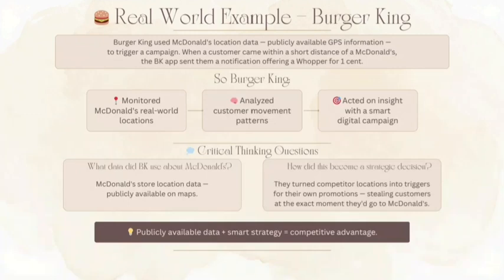The 2 critical thinking questions from your slide. What data did Burger King use about McDonald's? McDonald's store location data publicly available on maps. How did this translate into a strategic decision? They turned competitor locations into triggers for their own promotions, stealing customers at the exact moment they were about to go to McDonald's.